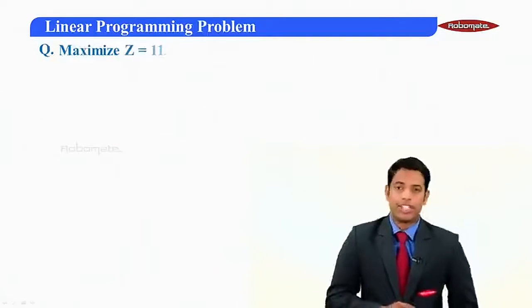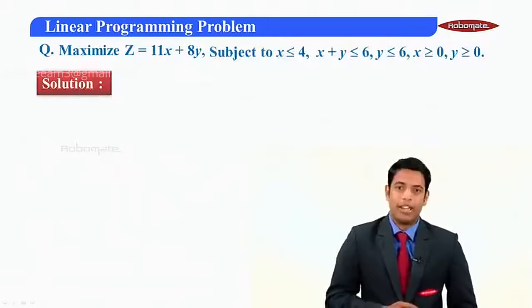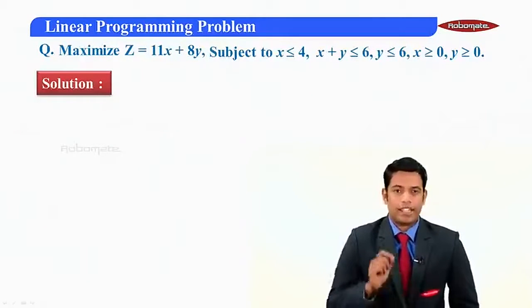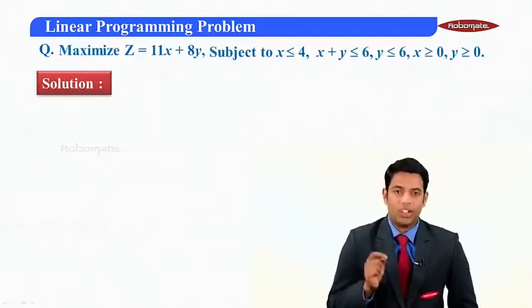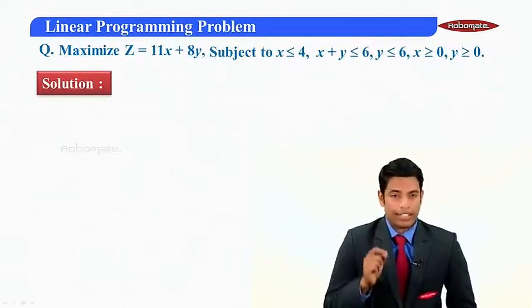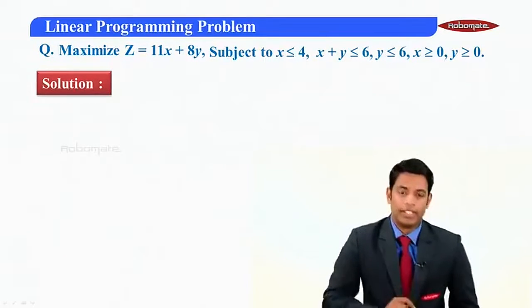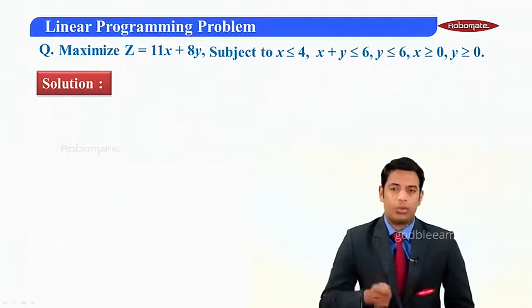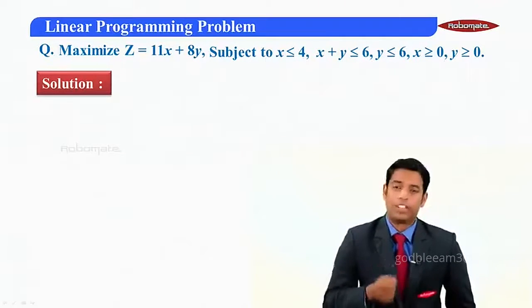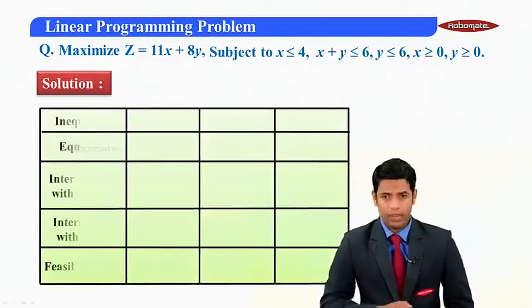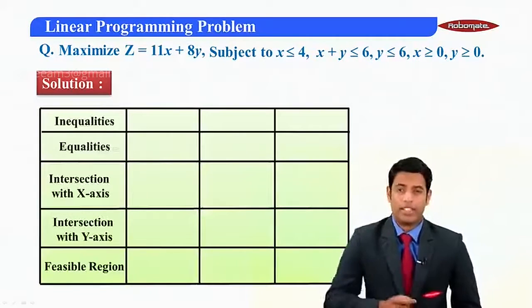So with this in mind, let's start to apply all these steps to our problem. Our question says maximize z equal to 11x plus 8y subject to constraints x less than or equal to 4, x plus y less than or equal to 6, y less than or equal to 6, and non-negativity constraints. So let's see how we solve using the isoprofit method. Now let's plot our table first.